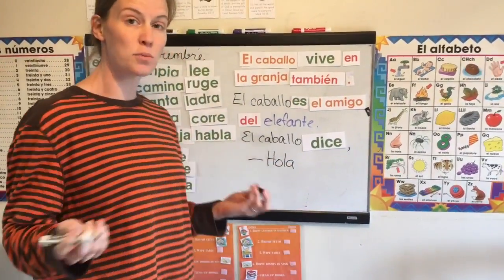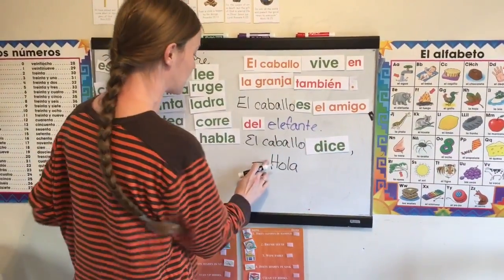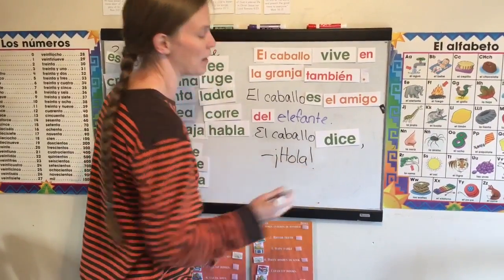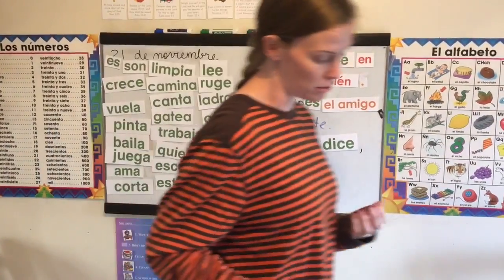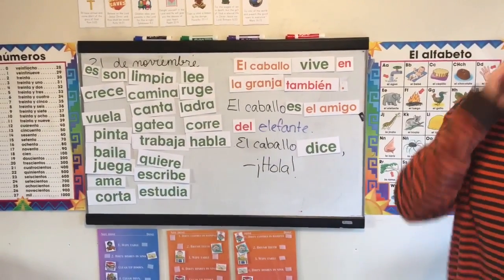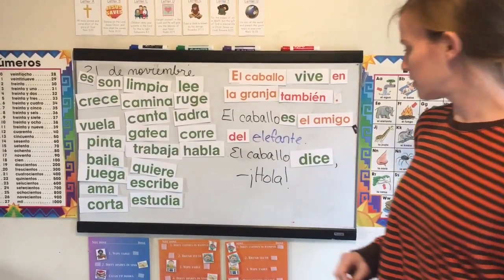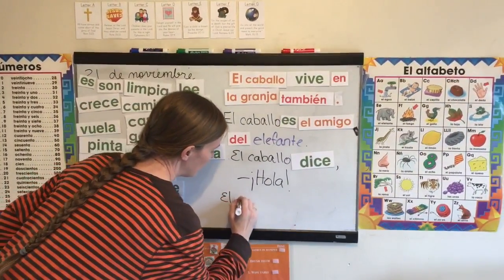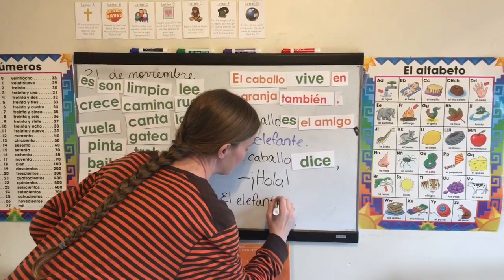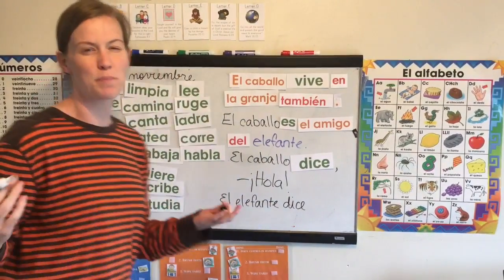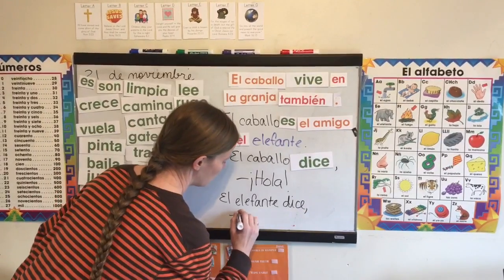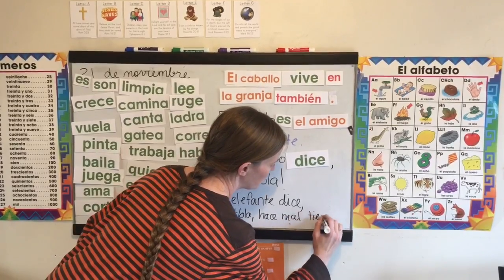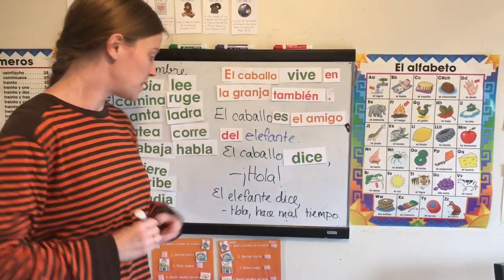hola. And in Spanish, when something is an exclamation, it's really exciting, like hola, you're going to put an upside down exclamation point at the beginning and a right side up exclamation point at the end, because that's how they do it. So, el caballo dice, hola. And then el elefante dice, how about he says something about the weather? Hola, hace mal tiempo. And maybe we could end it there.